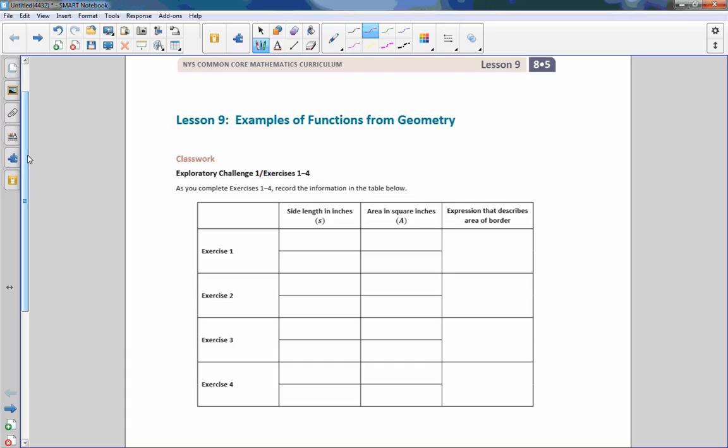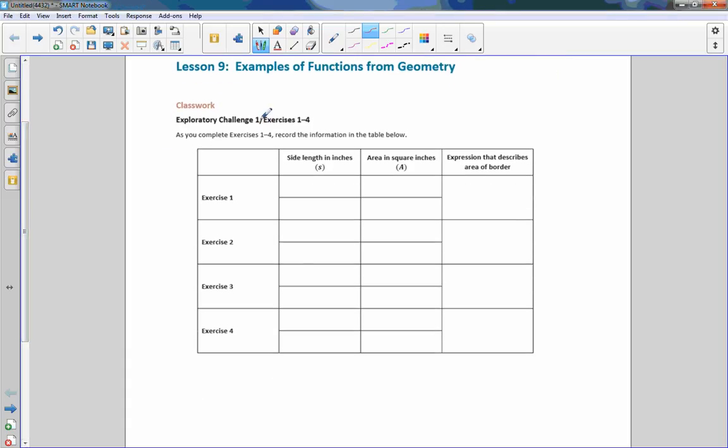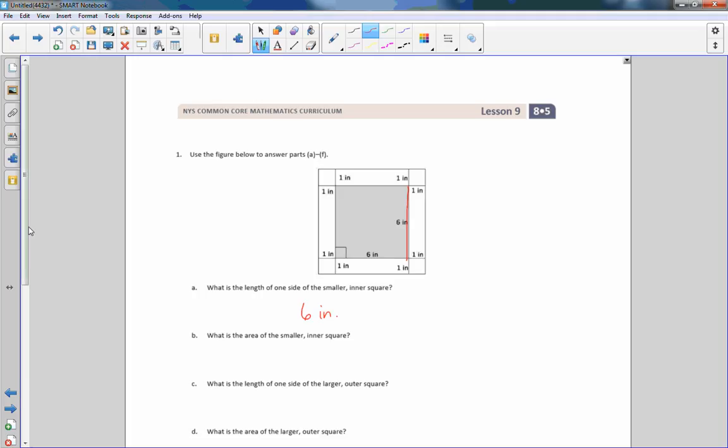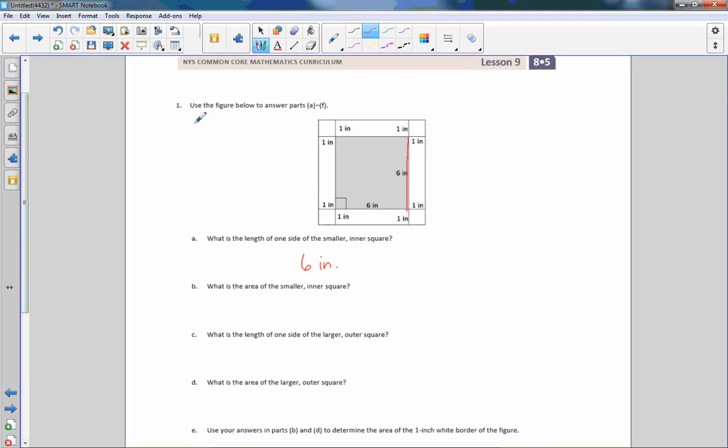So there's a classwork at the beginning here, and it says Exploratory Challenge 1 through 4, and it says to, as you complete exercises 1 through 4, record the information in this table below. So we're going to skip this for now, and we're going to go to exercise 1, and here it is. And it says, use the figure below to answer parts A through F.